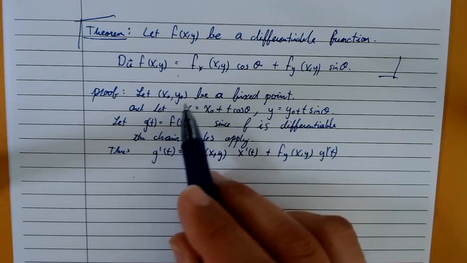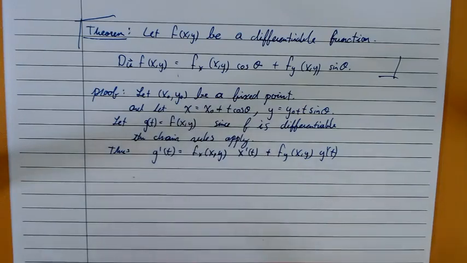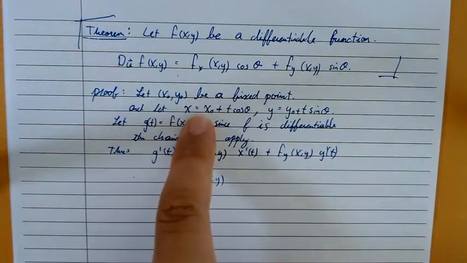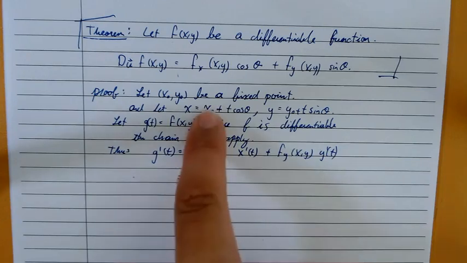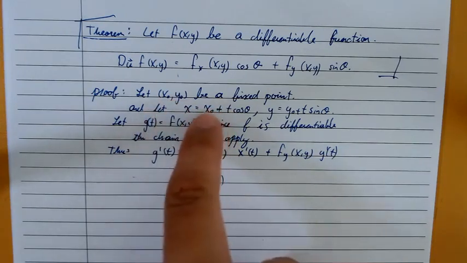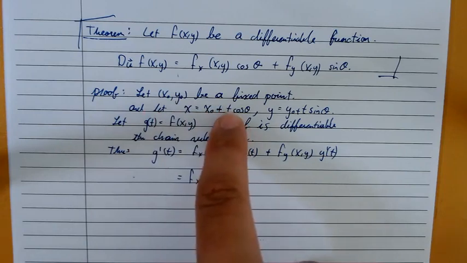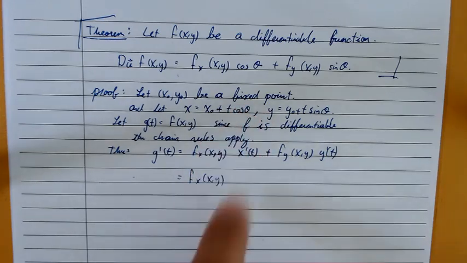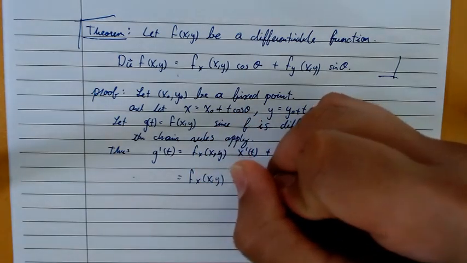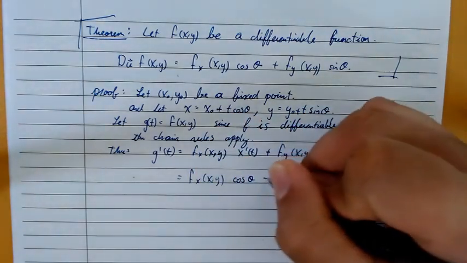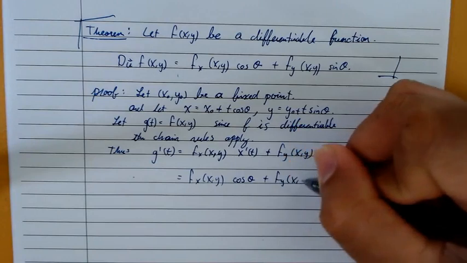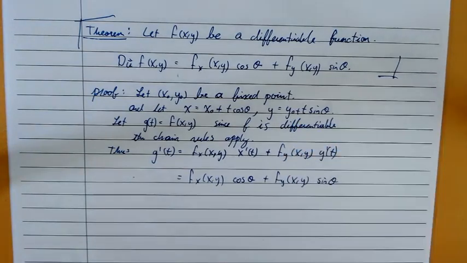But we know what x is, so we can find x prime with respect to t. So that's going to be f sub x at x comma y. If you take the derivative of this expression with respect to t, that's a constant with respect to t. It's a fixed point, so the derivative would be 0. And the derivative of t cosine of theta, well, cosine of theta is constant with respect to t, so really this is just coefficient times t, and the derivative of coefficient times t is just that coefficient. So it'll be cosine of theta plus, and same thing for this one, the derivative will be sine of theta: f sub y at x comma y times the sine of theta.